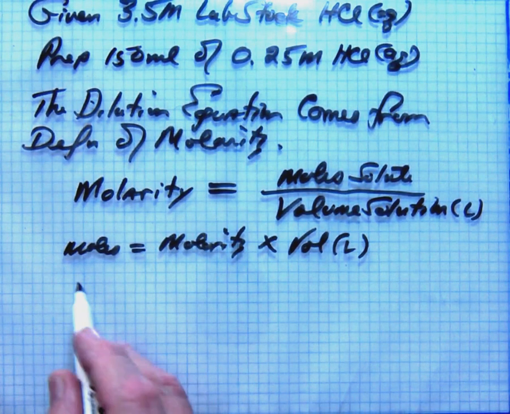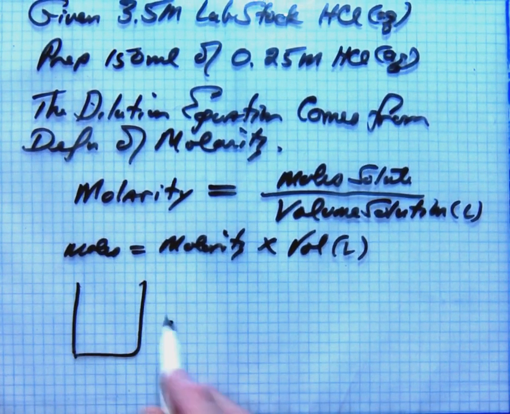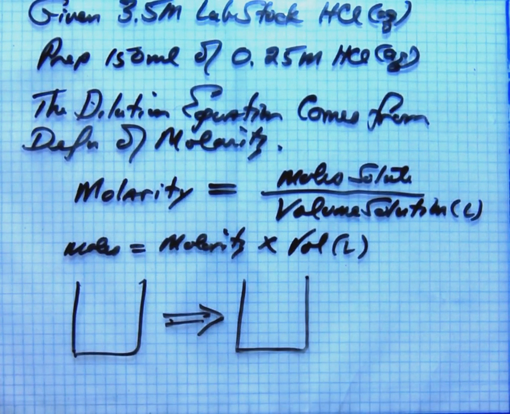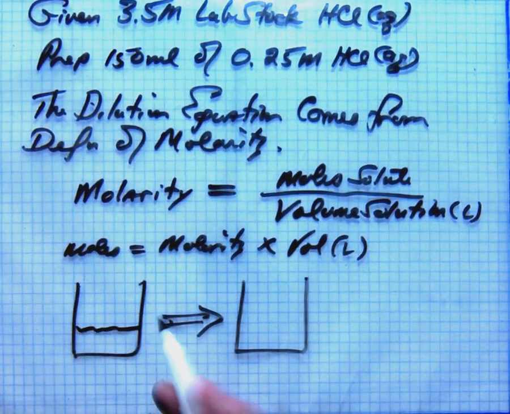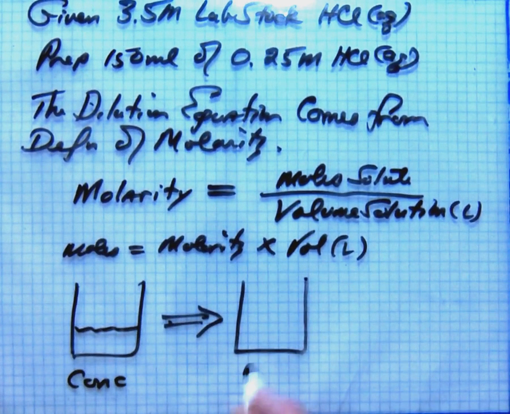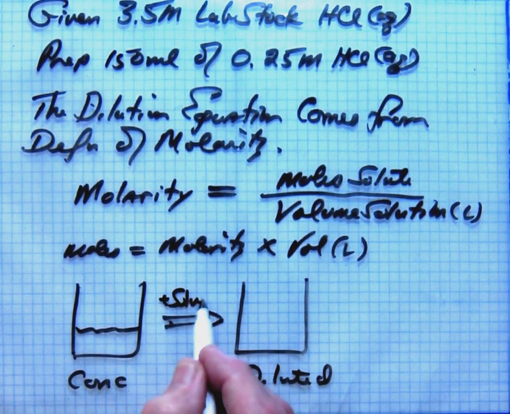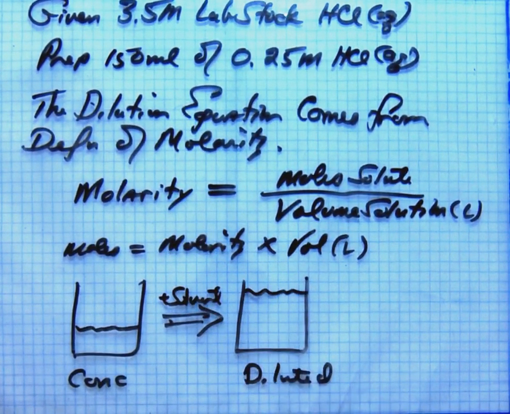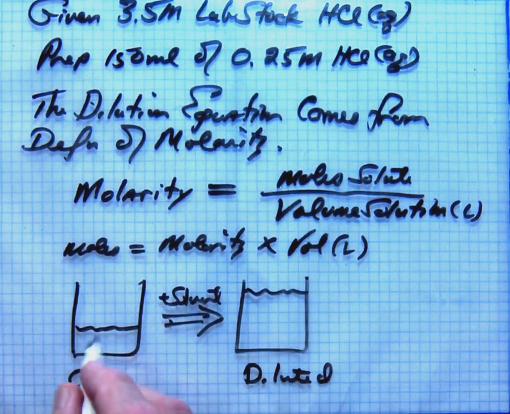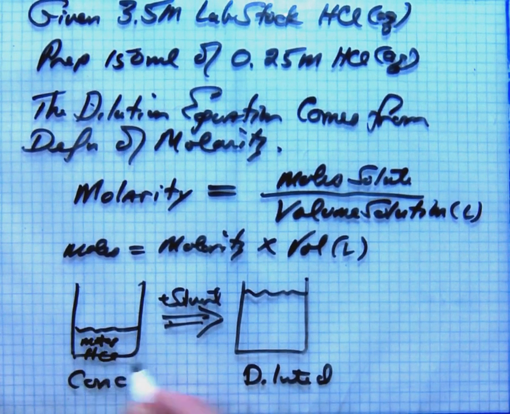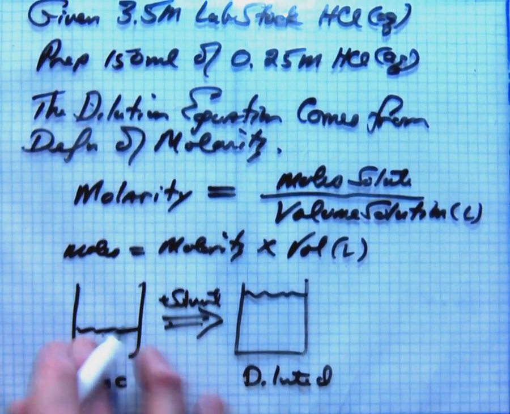Okay? When I make a solution, I'm going to pull out so much of the concentrate and I'm going to add solvent up to here to dilute it, right? So I have in here moles of HCl. That says moles of HCl. Let me clarify.